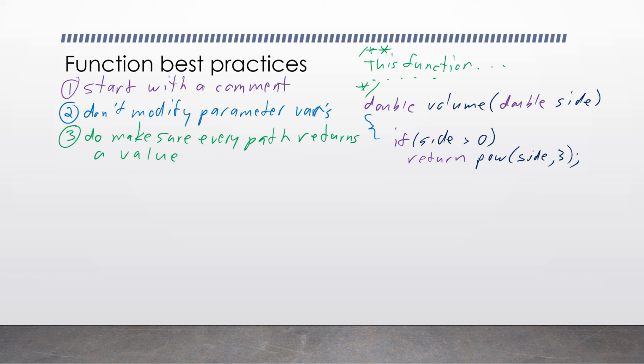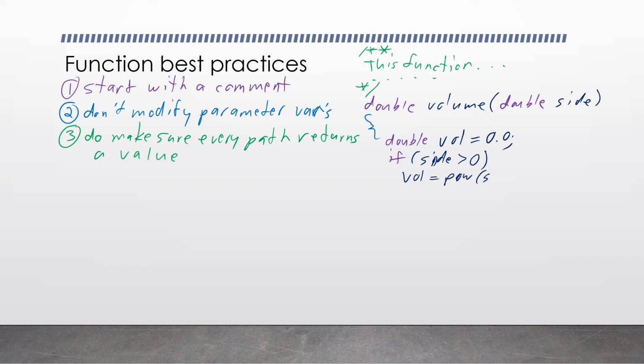So it's always better to structure your code with the return statement at the end of your function so that everything returns a value. So you can put double vol equals 0.0, if side is greater than 0, vol equals power of side cubed, not 3, 3. Okay, and then return vol. It will return a 0 if your side was 0 or negative, and it will return the appropriate volume if your side was positive.